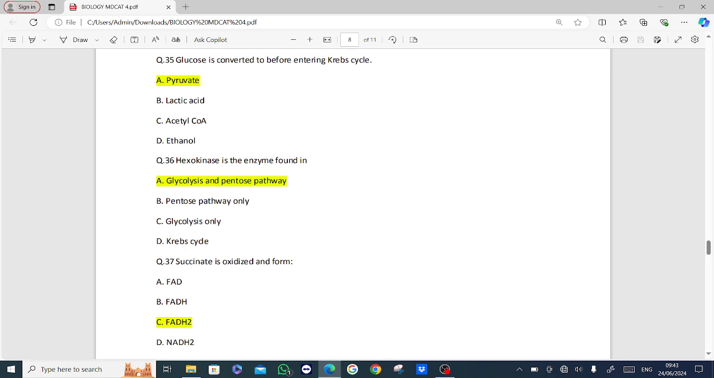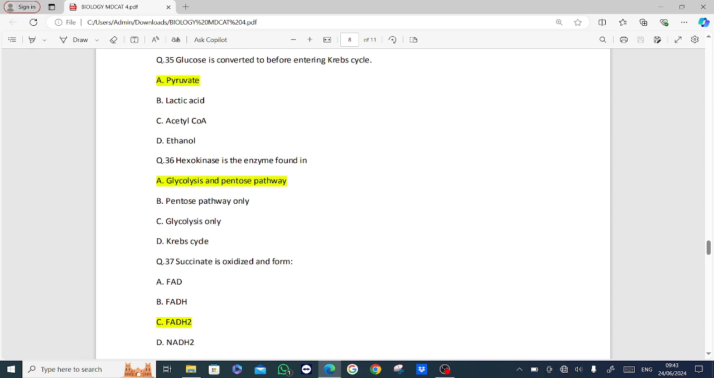Next MCQ is: hexokinase is the enzyme found in. Options are glycolysis and pentose pathway, pentose pathway only, glycolysis only, Krebs cycle. Answer is option A, glycolysis and pentose pathway.